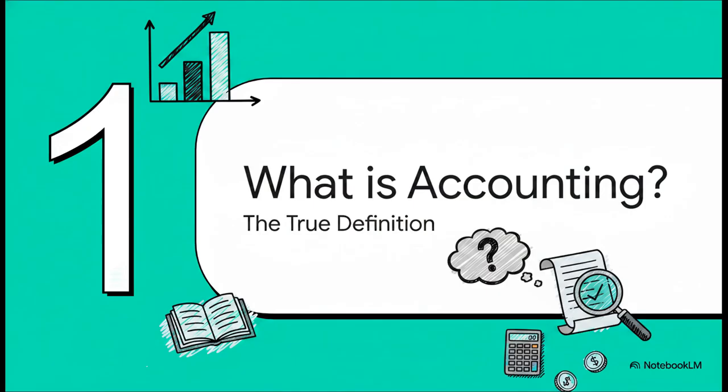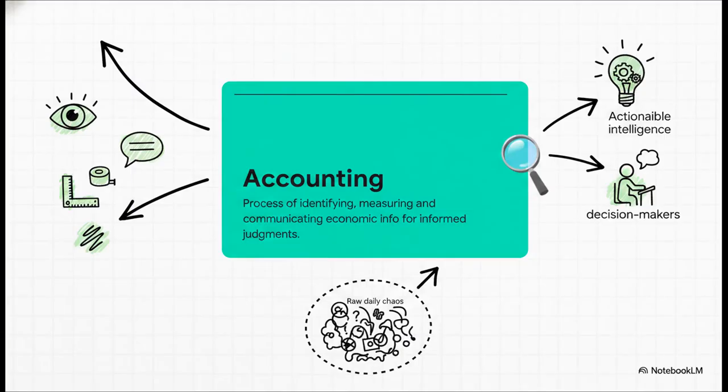We hear the word constantly, but let's see how the experts actually define it. The American Accounting Association actually keeps it surprisingly simple. They define it as the process of identifying, measuring, and communicating economic information to permit informed judgments. So at its absolute core, accounting isn't just hoarding a bunch of data. No, it's an information system built specifically for decision makers. It literally turns raw daily chaos into actionable intelligence.